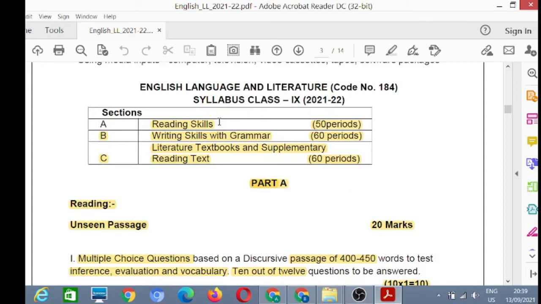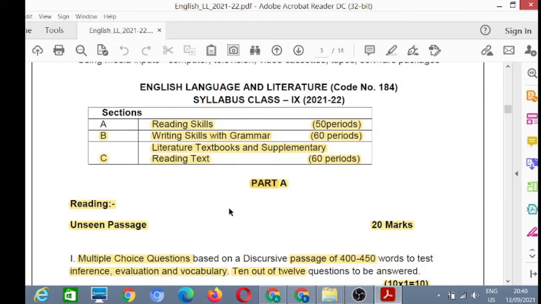So, first of all, we see the major portions of the syllabus. The first portion is reading skills, the second portion is writing skills and grammar, the third portion is literature. The whole syllabus has been divided into three sections: section A, section B and section C. As you know, your exams will be conducted in two terms, term 1 and term 2. Term 1 will involve objective type questions, that is MCQ, multiple choice questions, and term 2 will have only a descriptive paper.